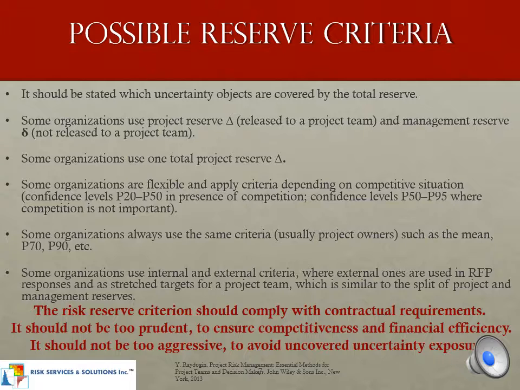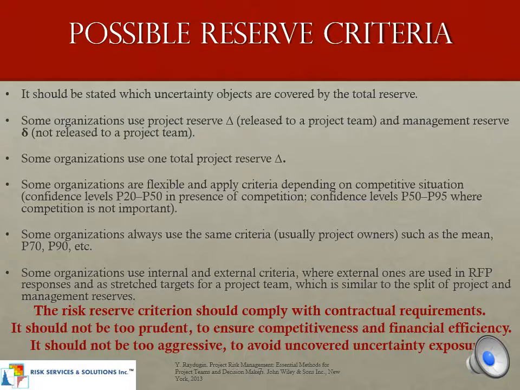This is a list of possible reserve criteria. This is just an example of a list that could be used. Number 1, it should be stated which uncertainty objects are covered by the total reserve. Number 2, some organizations use project reserve released to a project team and management reserve not released to a project team. Number 3, some organizations use one total project reserve.